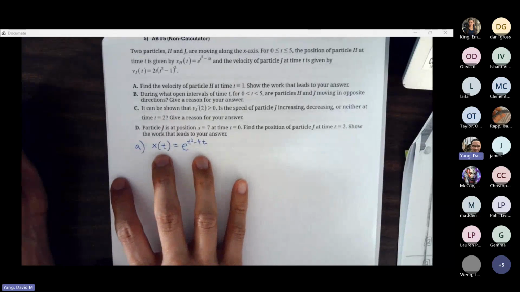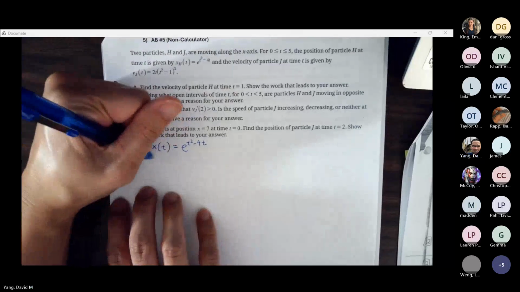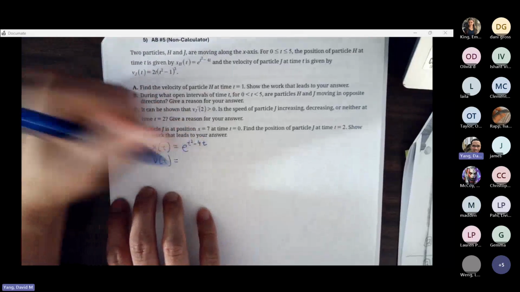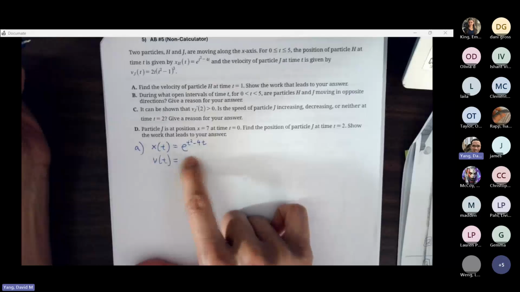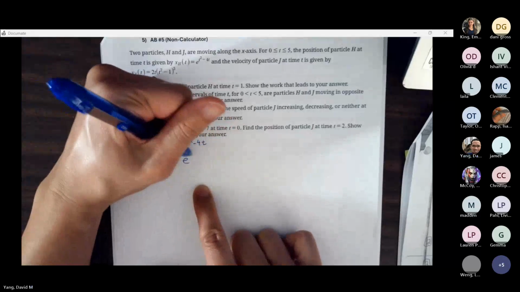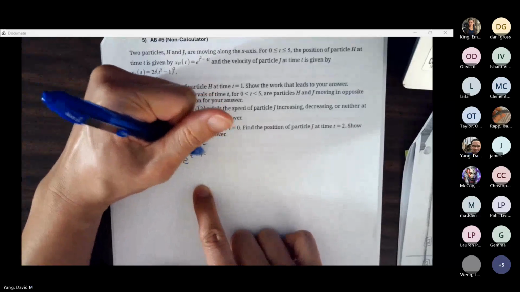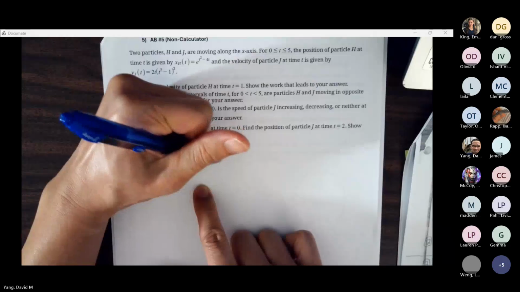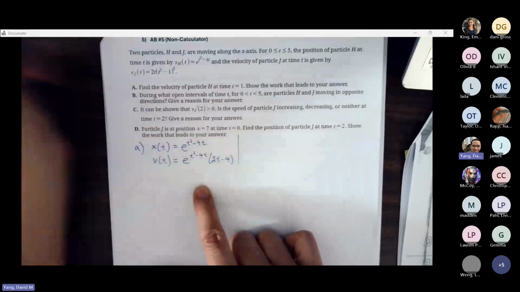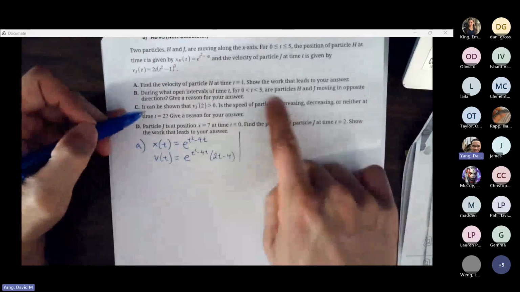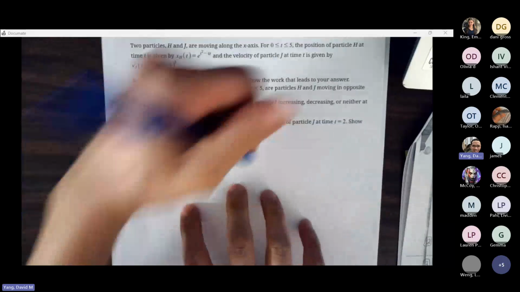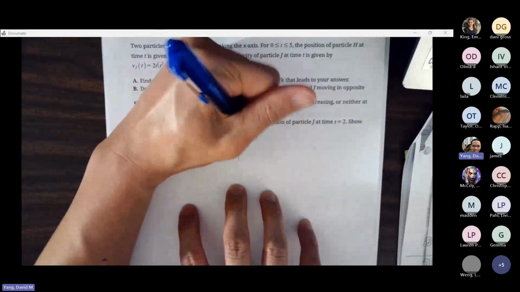And now I want to find v of t, right? So v of t is just the derivative. So remember, the rule for e to the u is e to the u times u prime. So once we have our velocity function, we can find the velocity at that t, at that 1, and we just plug 1 in.